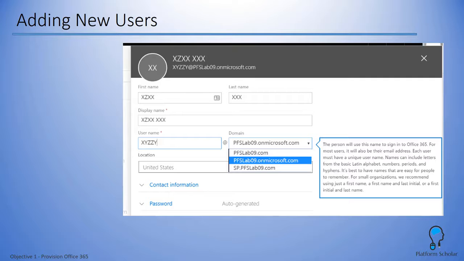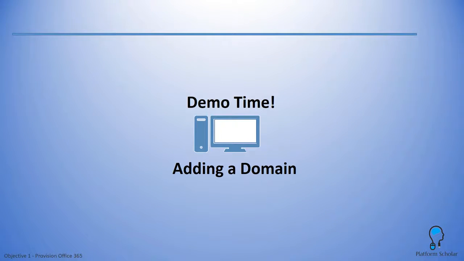When you add new users, you'll have the option of picking from any of the valid domains, which include the original .onmicrosoft.com, as well as any custom domains that have been verified. It should default, however, to the domain that you set as default in the Domain Settings section. Okay, let's go in and add our custom domain.